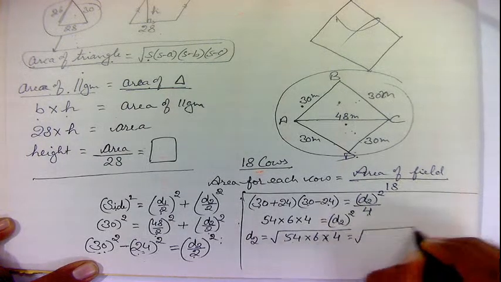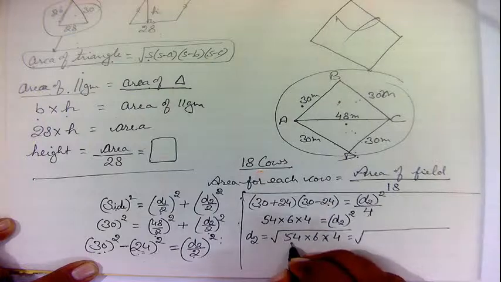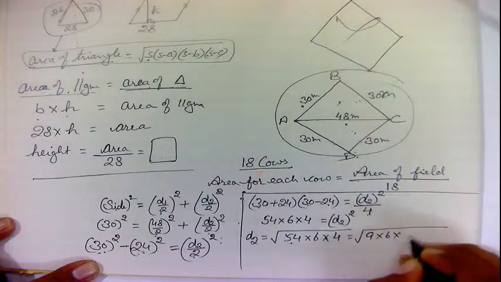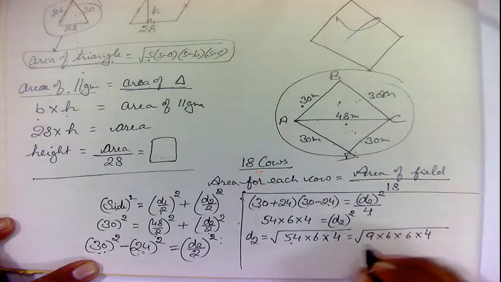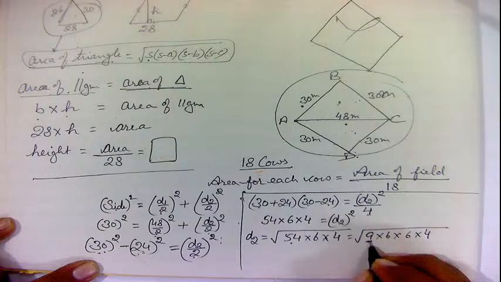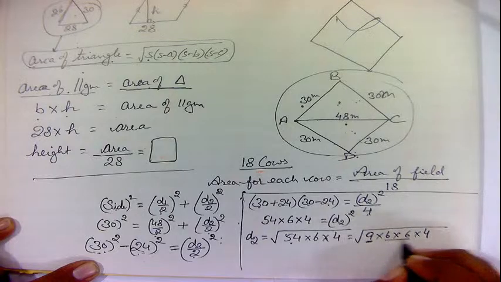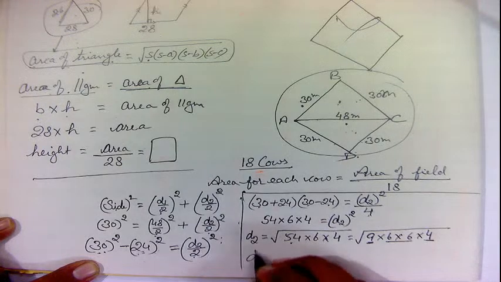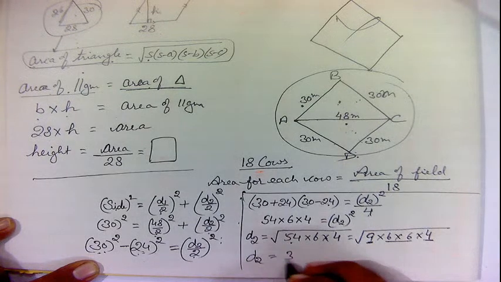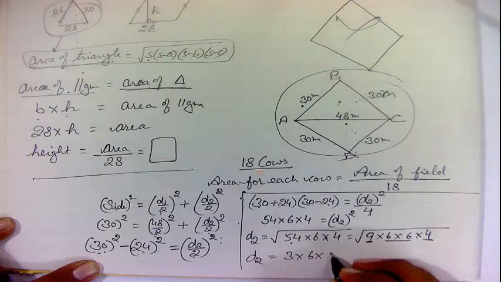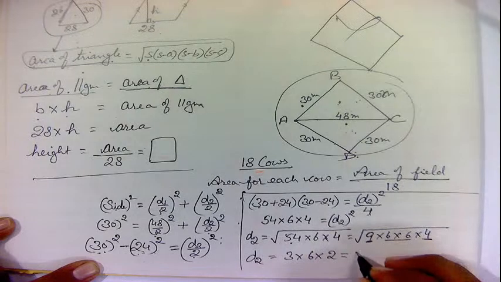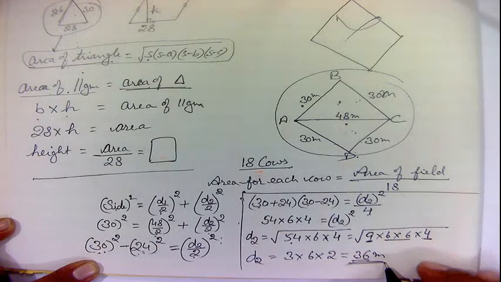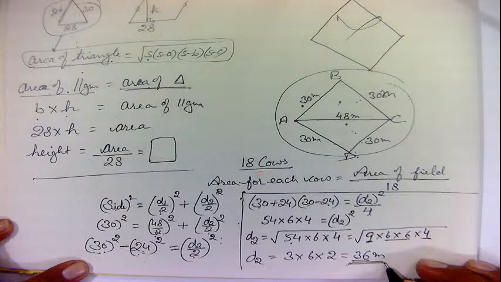Factorize it. 54, 9 sixes are 54. So you can say 9 into 6 into 6 into 4. 9 is 3 into 3. 6 into 6, you have one pair. 4 is 2 into 2. So what is the second diagonal? You will get it as 3 multiply 6 multiply 2, that is 36. So the second diagonal of the rhombus becomes 36 meter.